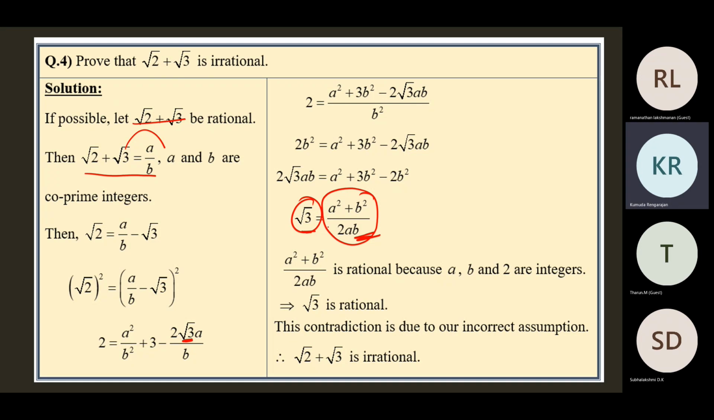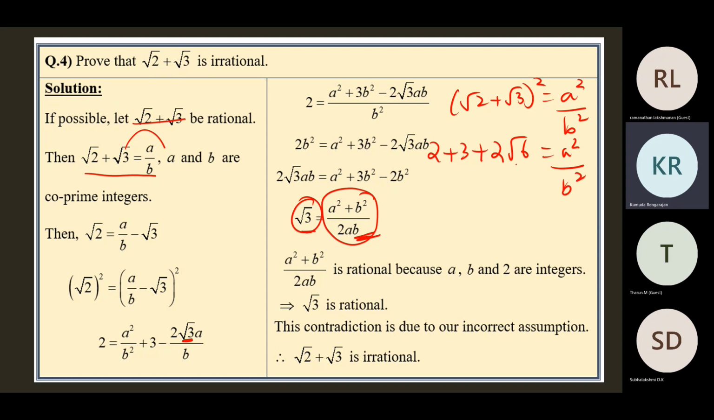And that is due to the incorrect assumption. Now you will ask me, what if we square as it is? (Root 2 plus root 3) the whole square is equal to a square by b square. As it is if you square, you will get a square 2 plus b square 3 plus 2ab. 2ab is 2 into root 2 into root 3, root 6, is equal to a square by b square.